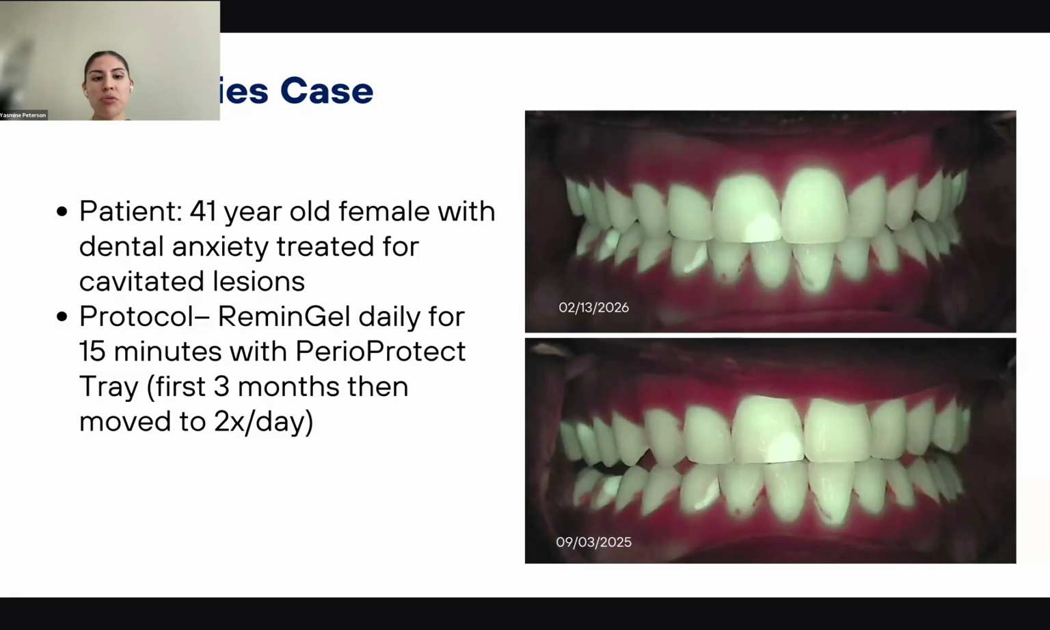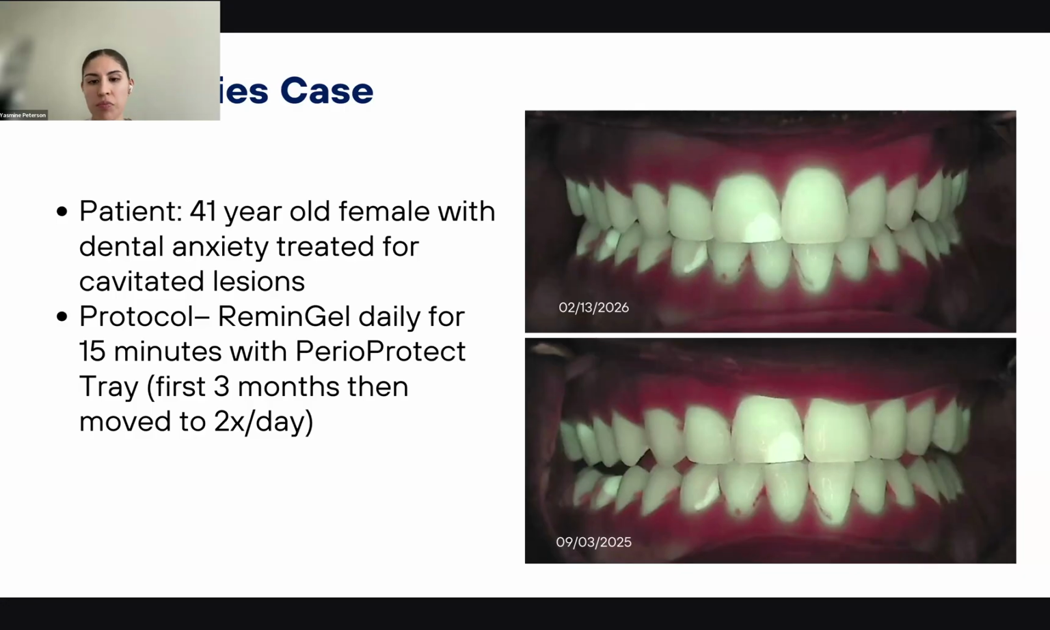For the first 3 months, she was using it once a day. And then on her own, she decided to use it twice a day because she loves it so much. These photos are using the IO camera, and it's biofluorescent. The bottom photo is from September 2025 and the top photo is from February of 2026. What you're seeing is that red is the bacteria that's being highlighted. Basically the porphyrin rings and the bacteria are highlighted in red.